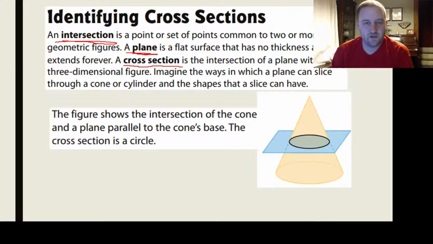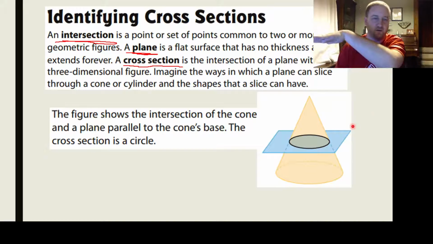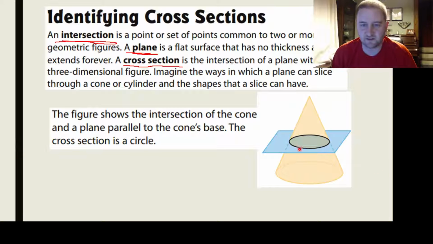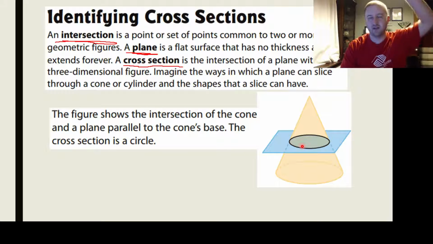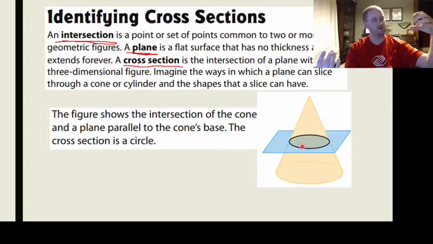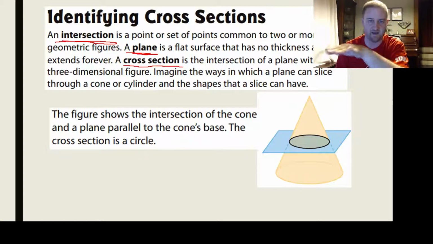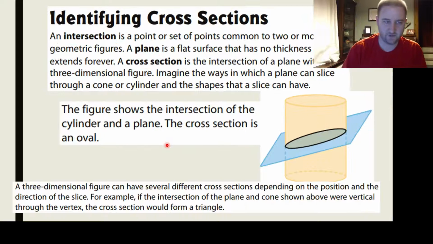Okay, so imagine the ways in which a plane can slice through a cone or cylinder and the shapes that a slice can have. Okay, so this figure shows the intersection of a cone and a plane parallel to the cone's base. So this plane right here is the blue part. It's like a piece of paper that they're just slicing through the cone. The cross section then is this part right here that you can see this plane cuts through. It's like if you were to cut through that cone and then pull the cone apart, what shape would you see in that opening? Well, it'd be a circle, right? If you cut it at that specific angle, it'd be a circle.